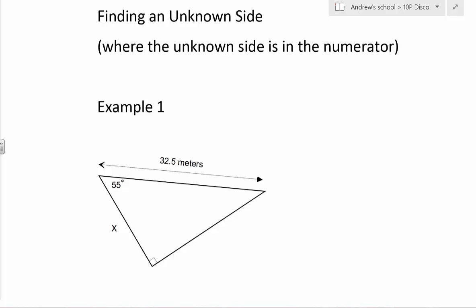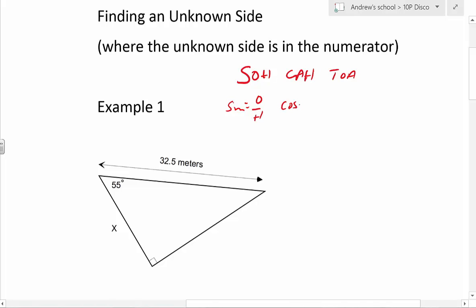In this video we're going to look at finding an unknown side in a right angle triangle using trigonometry where that unknown side is in the numerator. You may recall the special word to learn all the trigonometry, SOH CAH TOA. Sine is opposite over hypotenuse, cosine is adjacent over hypotenuse, and tangent is opposite over adjacent.